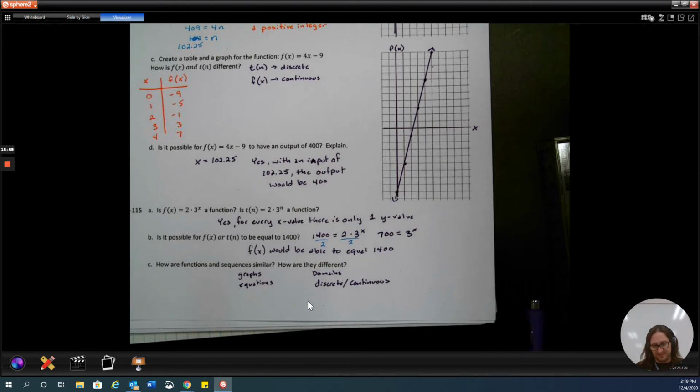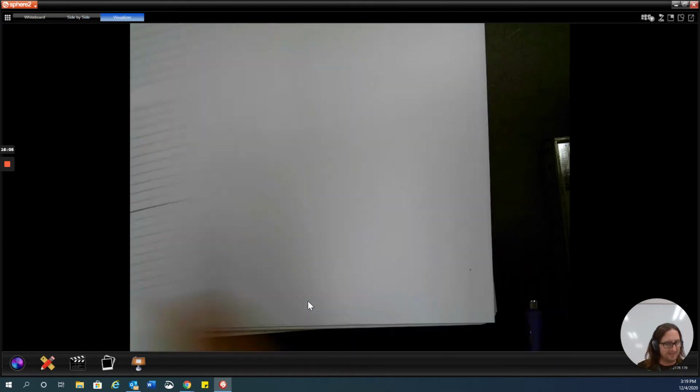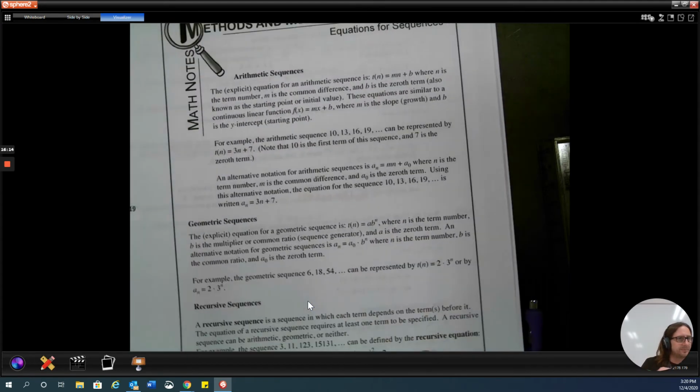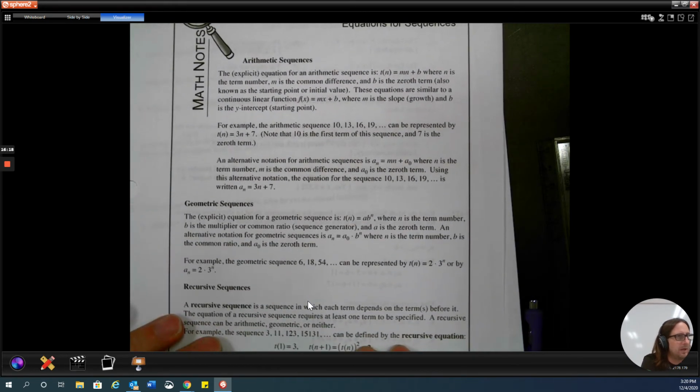All right, let's get over to our second page of our notes. Now, before you get to the second page, it probably would be helpful to read the methods and meanings section in the book. And I've got that right over here. So methods and meanings talks about a different type of notation for a sequence. And this is actually the notation I'm used to.